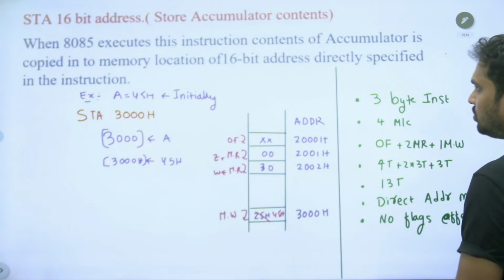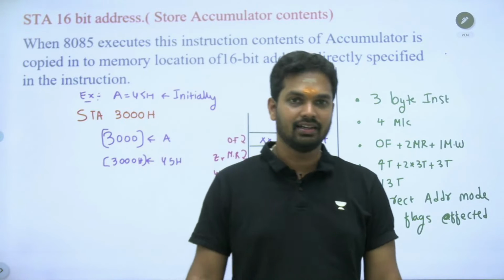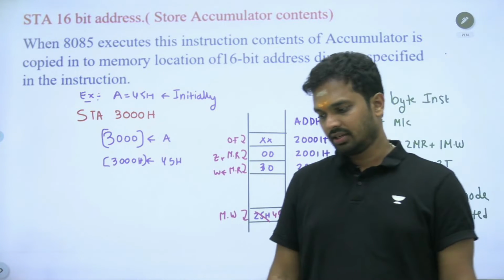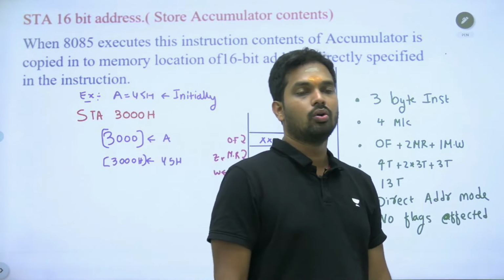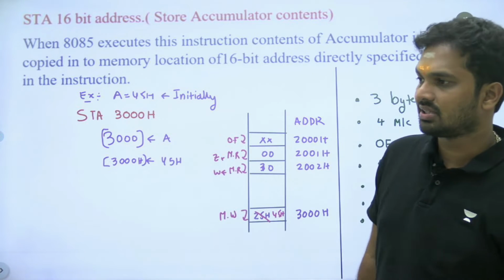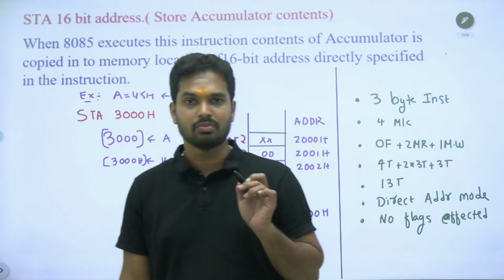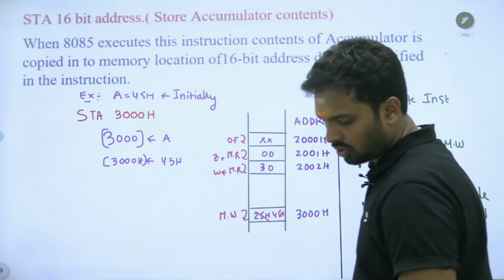Right. So this is about your store and load instructions directly. Now we are going to discuss store and load indirectly. That is, load accumulator indirectly from the address specified by the register pair. Store is also available.